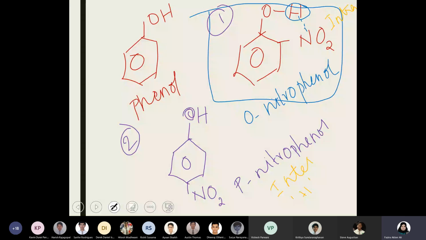Like that, you will find many examples. They may give you a complex structure just to confuse you. If you're preparing for any competitive exam, they will just give you so many benzene rings and so many lines here and there. But the only thing you have to look at is the possibility of hydrogen bonding within the molecule or between the molecules. Am I clear?